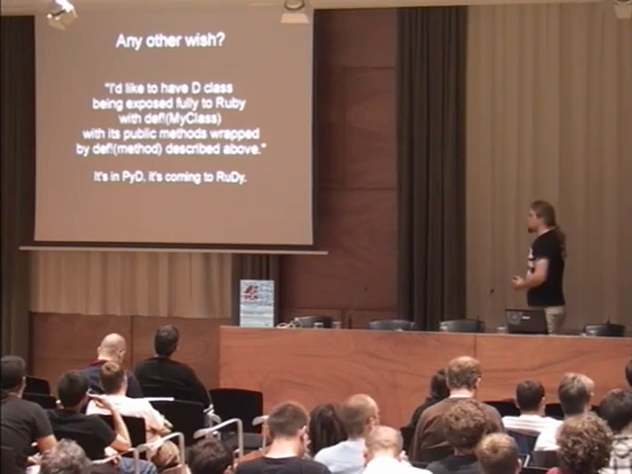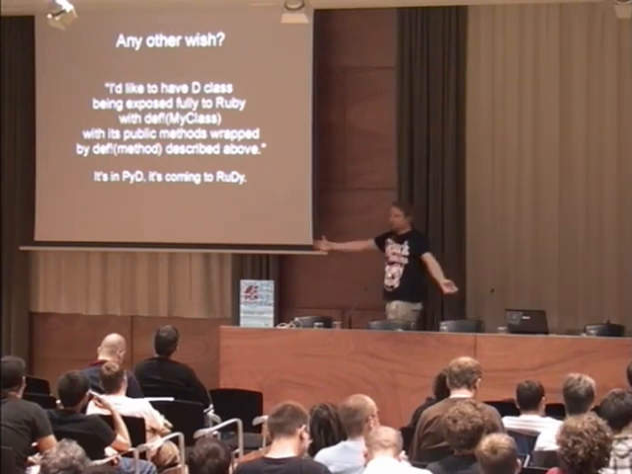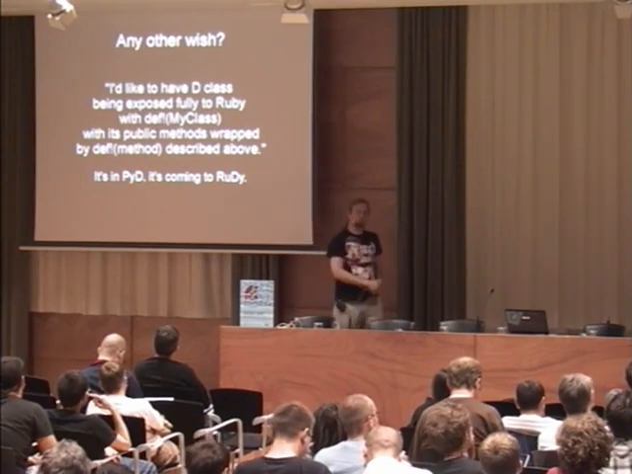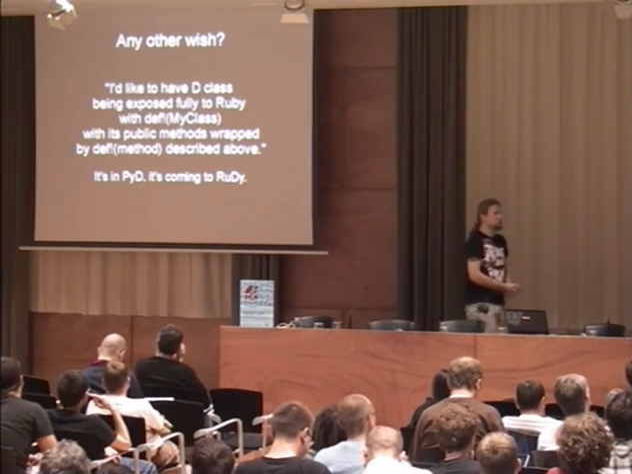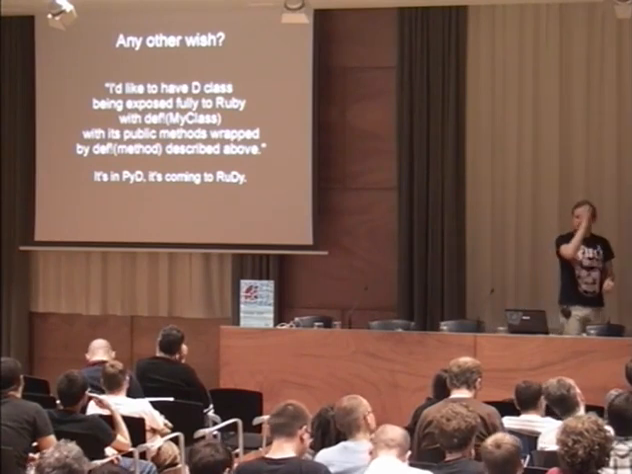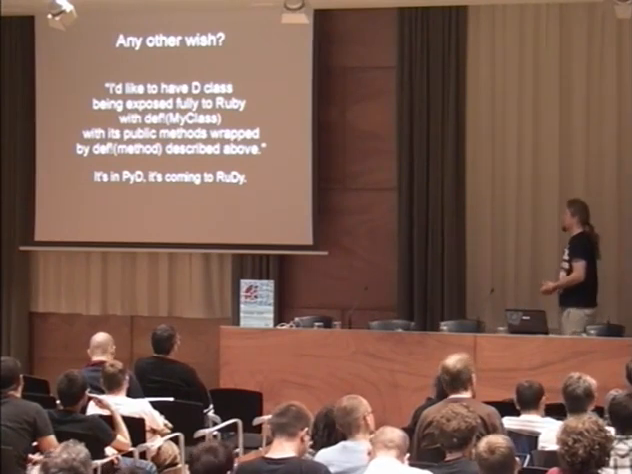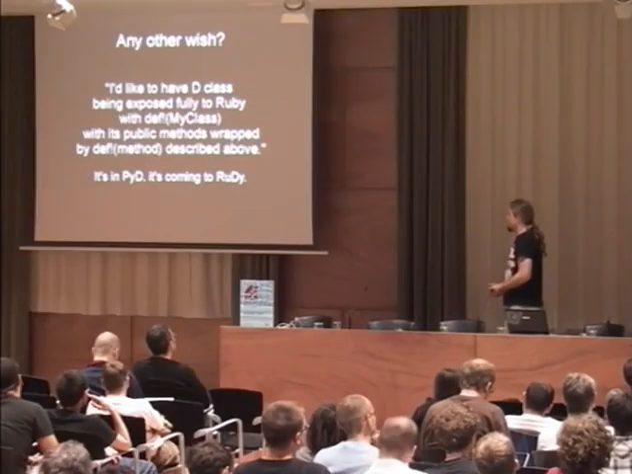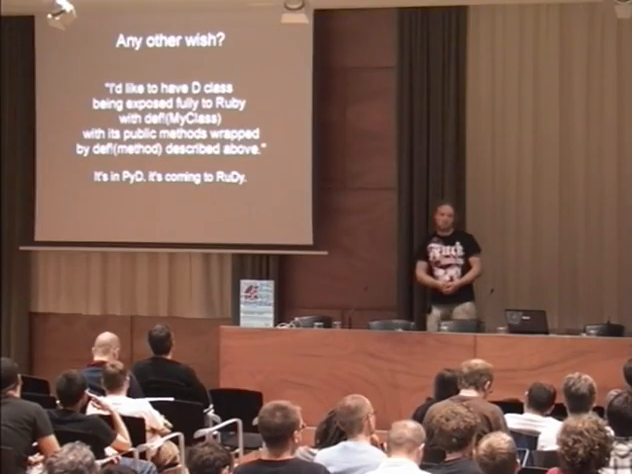So it would also be cool to wrap not only functions, because we're object-oriented. It would be cool to also have a full D class exposed to Ruby, looking like a Ruby class, by a simple def bang of my D class, with all the public methods wrapped by def method and exposed to Ruby. Again, it's in PyD, lucky bastards again. We're going to have it soon as well.